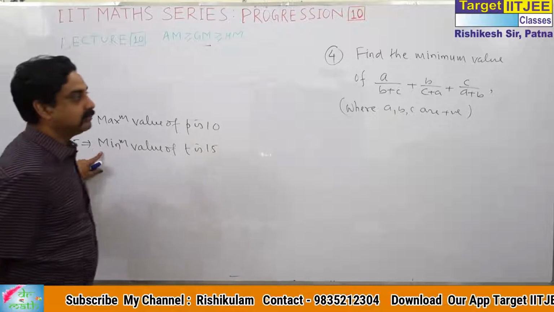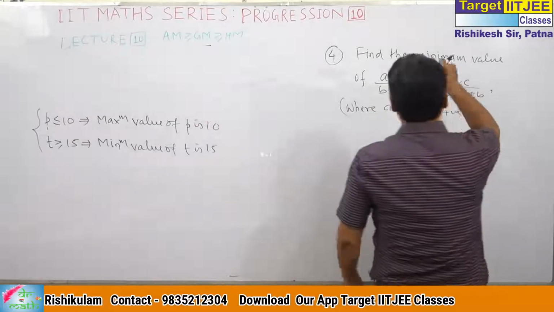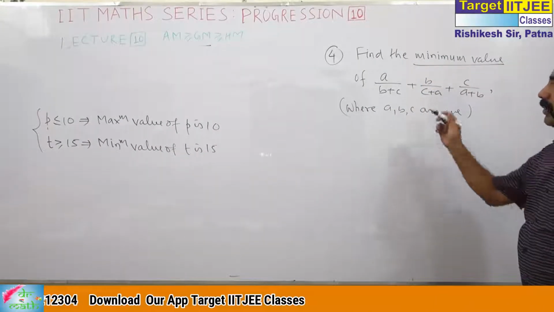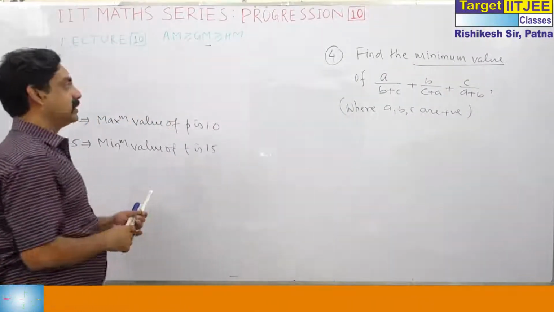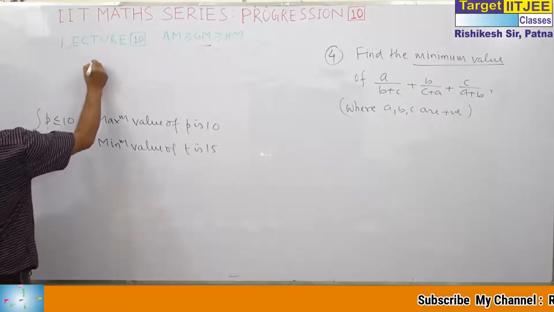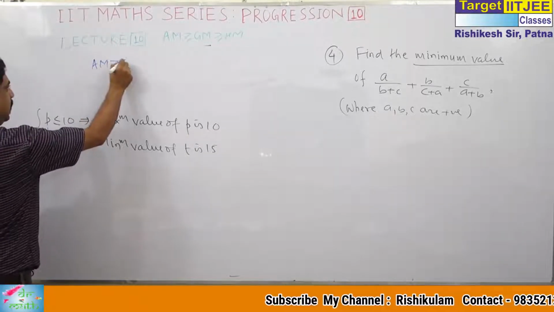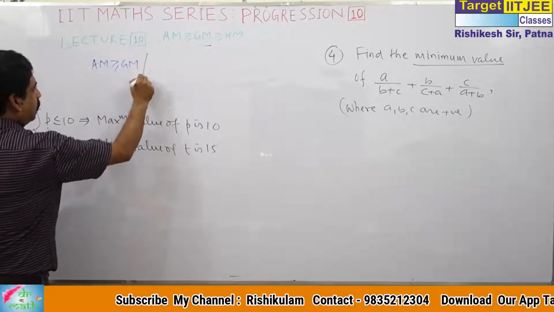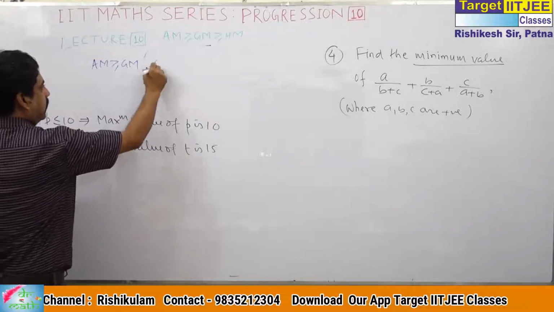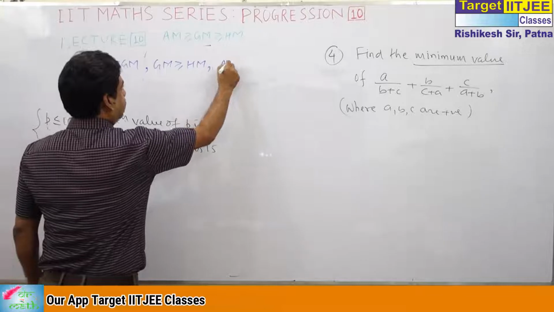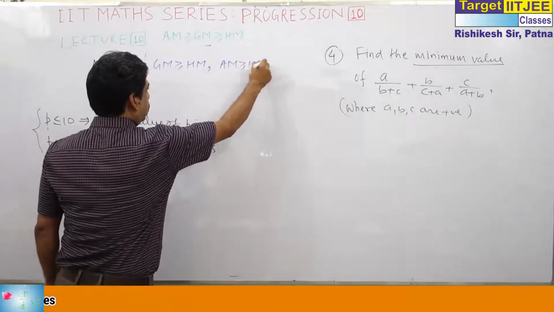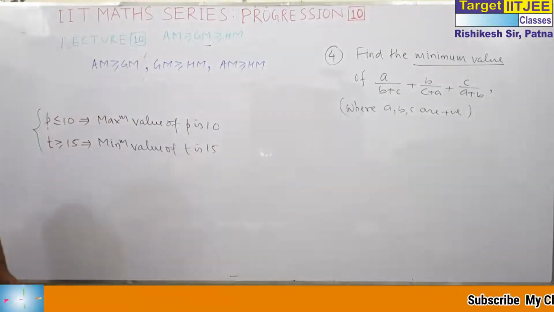So you can get some questions on either maximum value or minimum value in this very segment, where we have to apply AM greater than GM greater than HM, and this means what? We have 3 points: either AM greater than GM, or GM greater than HM, or AM greater than HM. So first of all we have to think which one is applied.